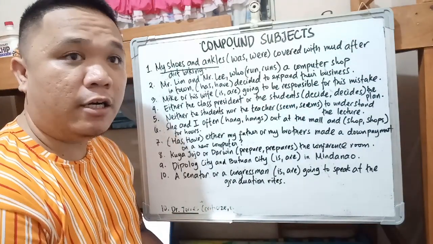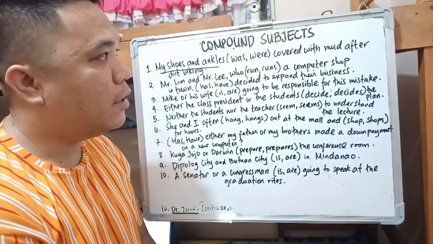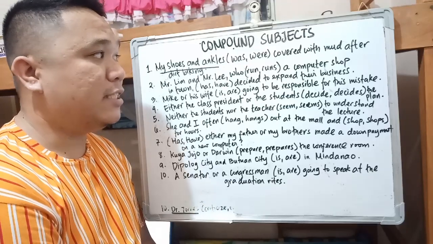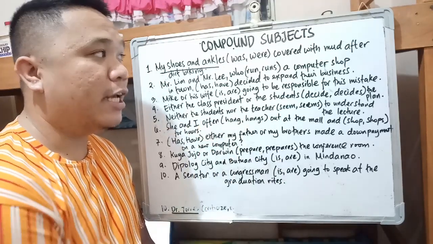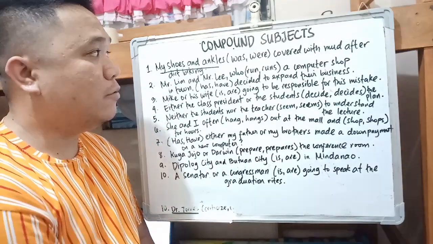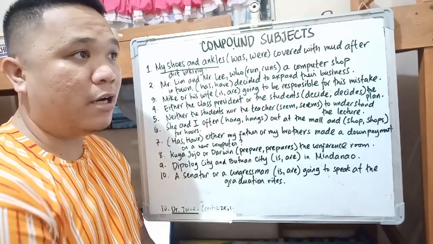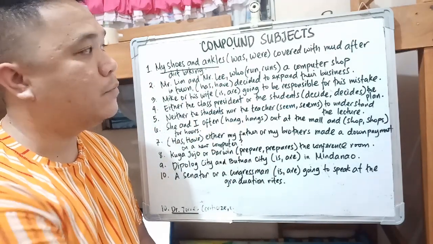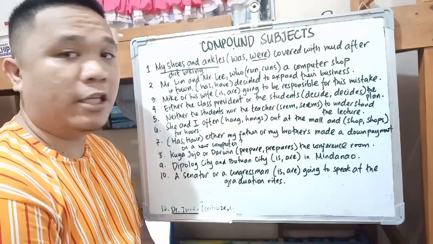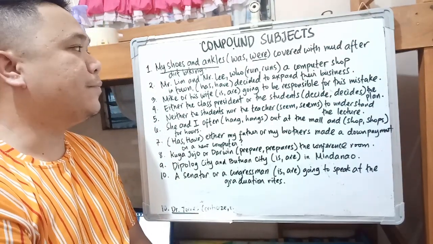Was and were are past forms of is and are. Now, as you all know, was is the singular form of the past tense is, and were is the plural form of the past tense are. So if you look at it, a plural subject requires a plural verb. So were is the only plural verb between the choices. Covered with mud after dirt biking.